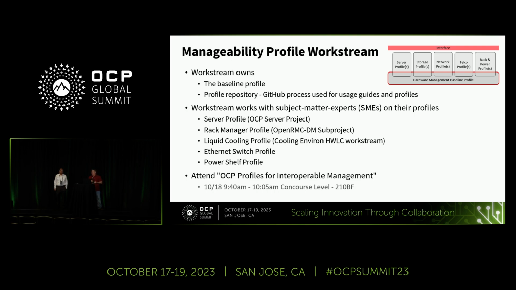There is a start. We have the server profile that has already been published. There is a Rack Manager one under development. We just recently received the submission for a Power Shelf and one for an Ethernet switch. So this work stream will take and curate these profiles, and then we'll need to work with the other projects within OCP that actually own those devices and talk to their subject matter experts, make sure that we get those requirements correct, to know both what the devices are going to be able to provide across the industry, and also from the client side, what the client software needs to have.